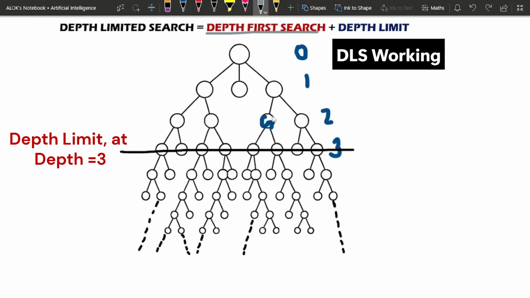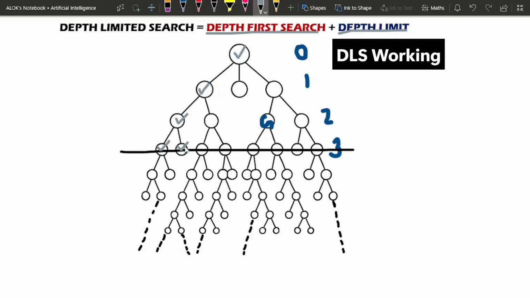And this is our goal node. So that's how DLS will work. This is the root node. It will travel down a particular branch, and on reaching this branch, it will find that there is a limit. It won't be exploring further down the branch and will jump to the sub branch.